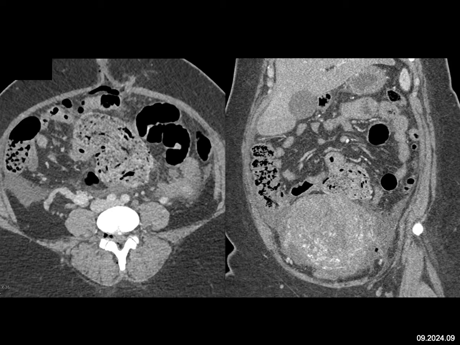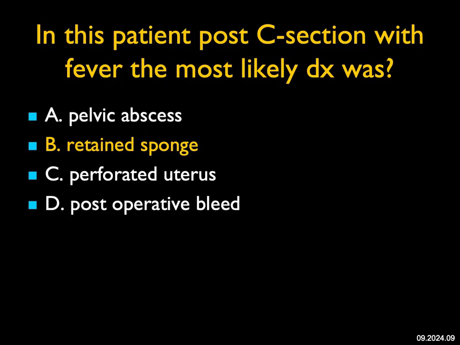What you see here on the axials is a mottled appearance density present, which is outside the uterus on the coronal views. And this was a really, really good example. At first thought it may be an abscess, but it's well defined, a funny location, but it could be an abscess. It's not really the look of a perforated uterus. The uterus looks okay, and it's not a bleed. What this was was a retained sponge. Again, even in this era where we're so careful looking at counts, retained sponges do occur, and this was one example.